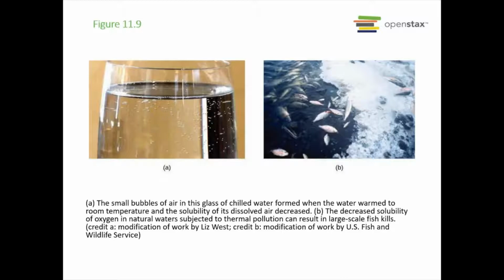And then in B, these large-scale fish kills happen in natural waters. Thermal pollution can do this when it warms up water too much. It can also happen with natural processes, for instance with weather cycles as it starts to warm up for some lakes. The oxygen level decreases and the fish die.